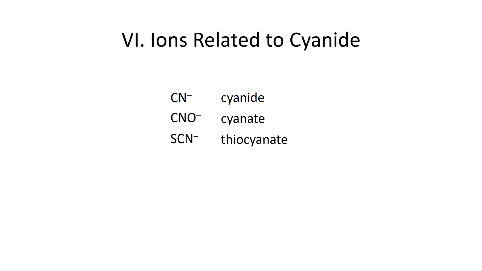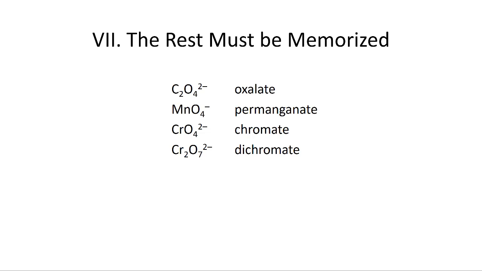Okay, there's only one last group of polyatomic ions, and I'm afraid that for these ones, there really isn't much of a pattern. You really just have to memorize them. The first one is oxalate, which is C2O4 2-. The next one is permanganate, which is MnO4 -1. Notice that in MnO4, the M is capitalized and the n is lowercased.